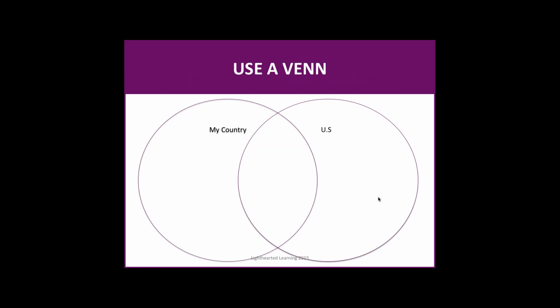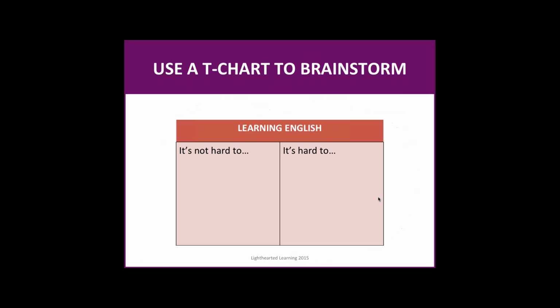So if a learner read something contrasting one student's country and the US, they could take that reading and put the information in a Venn diagram. That would help them categorize the information and see how it's organized. You can use a T-chart as a beginning way to help learners organize their thoughts.